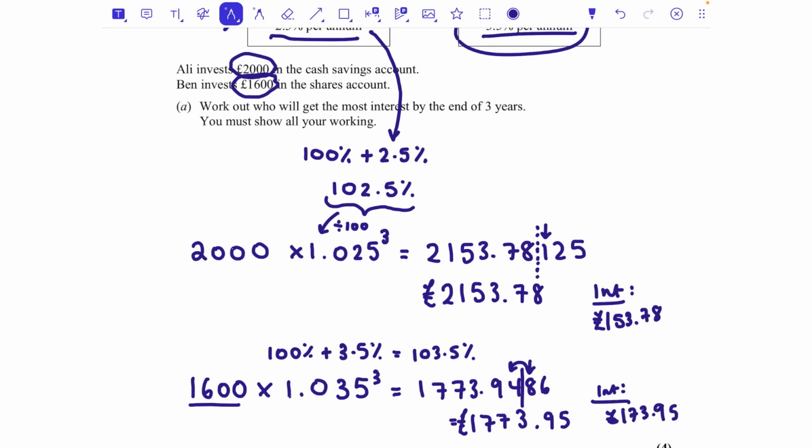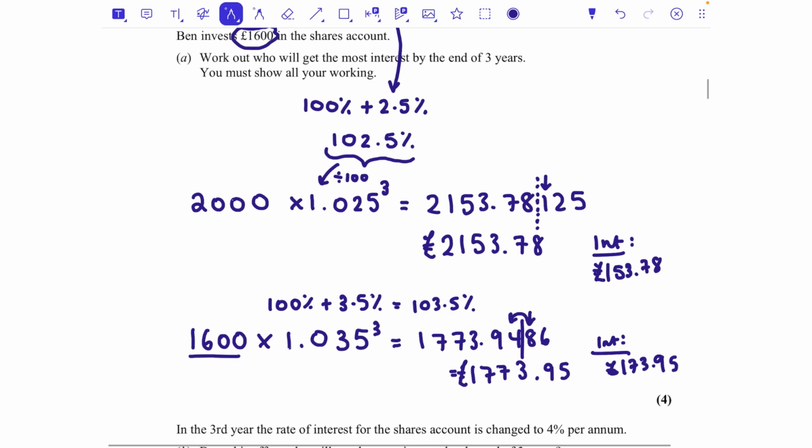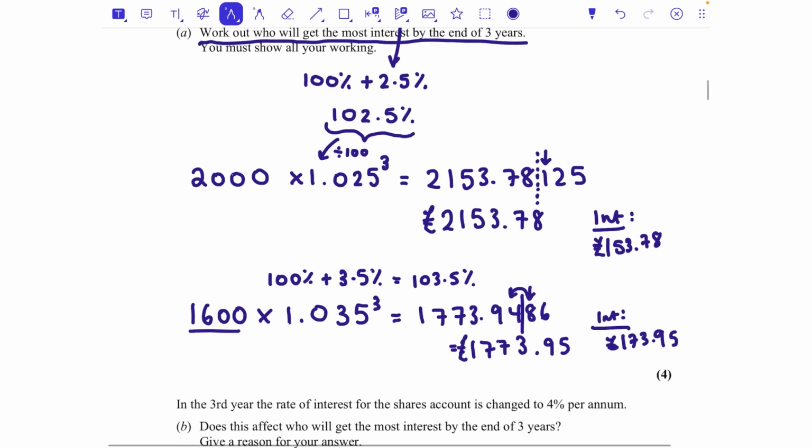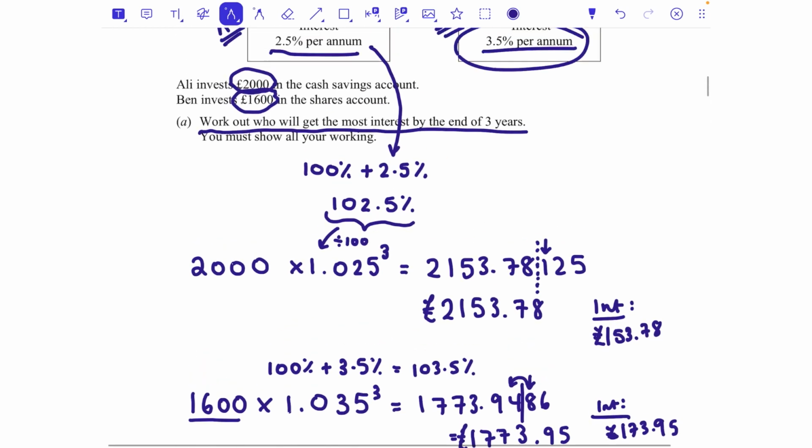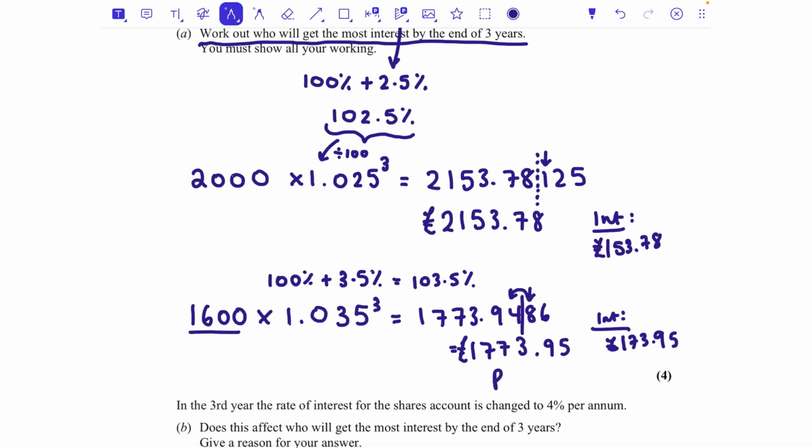£173.95. Now, we're not going to get 4 marks at the minute. We have got both correct answers and we're happy with that, but they very clearly said to us, work out who will get the most interest by the end of 3 years. So we need to answer their question and we need to say that that would be Ben. So Ben gets more.